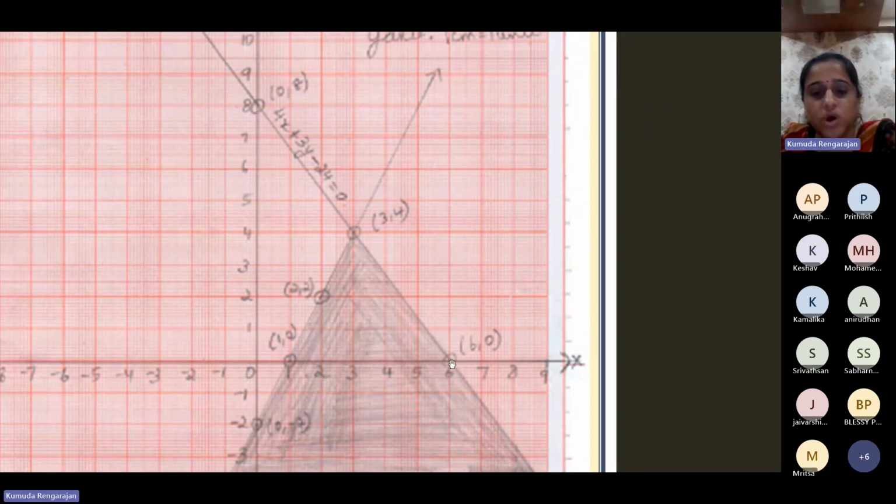Where the line cuts the x-axis is called the x-intercept, and where the line cuts the y-axis is called the y-intercept. Intercept, I-N-T-E-R-C-E-P-T. 6 comma 0 is the x-intercept, and 0 comma 8 is the y-intercept of the line 4x plus 3y minus 24 is equal to 0.